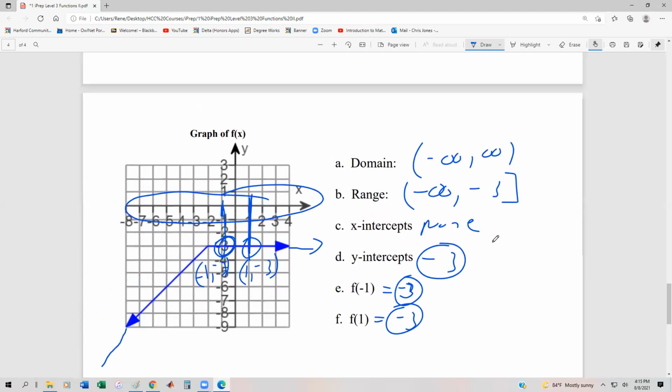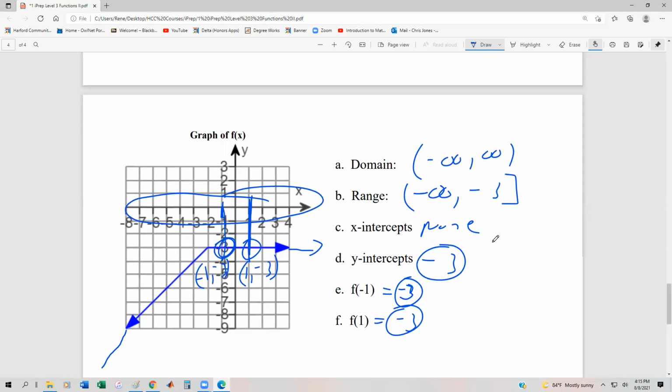So that's all that we have for the graphs of our functions for now. And in our next video, we're going to take a little bit more of a look at some of the graphs of our functions.